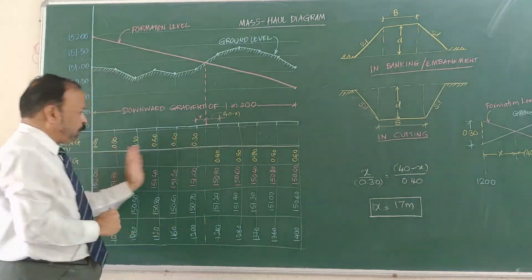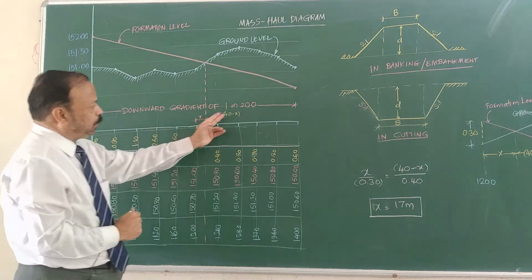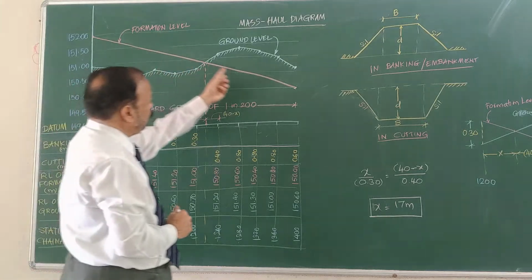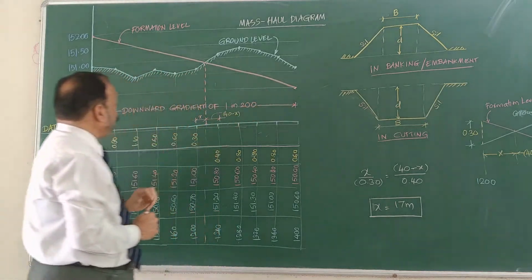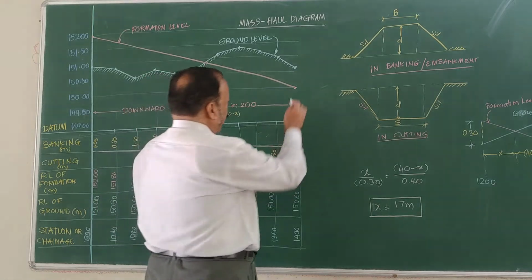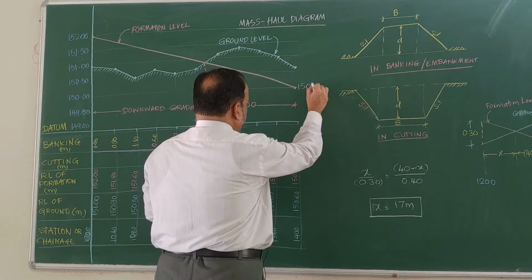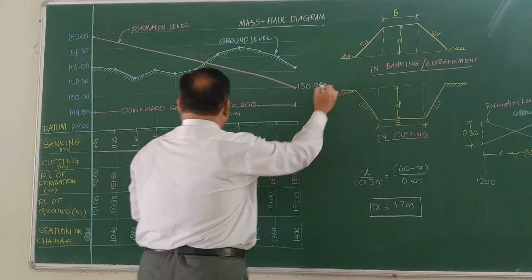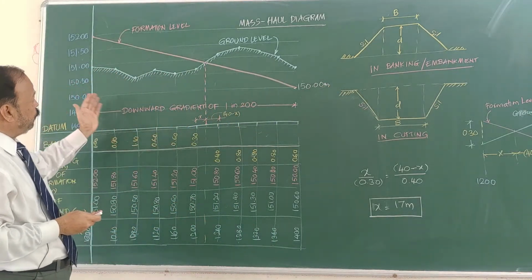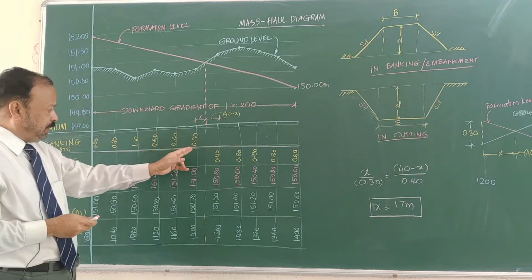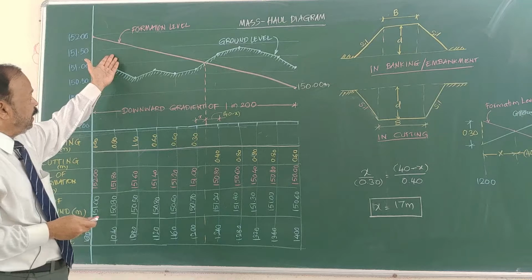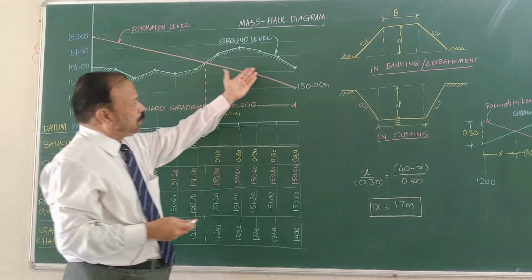So the stretch of the road is 400 meters, so there is a total drop of 2 meters. So from 152 there is a drop of 2 meters, that is here the reduced level of the formation is 150.00 meters. So this is the mass haul diagram. We can notice that up to the chainage just after 1200 the area is in filling, and afterwards we have to cut the ground.